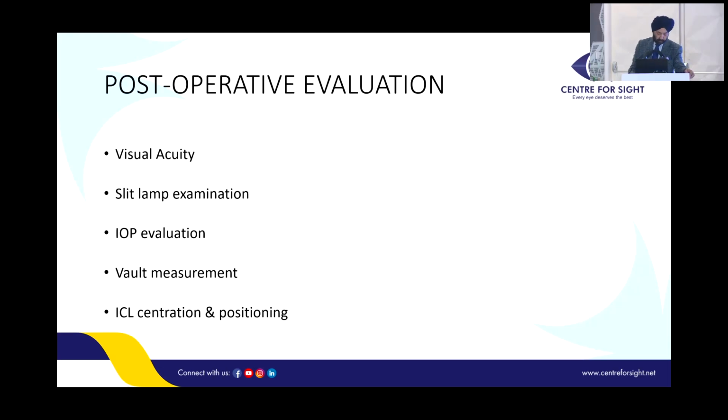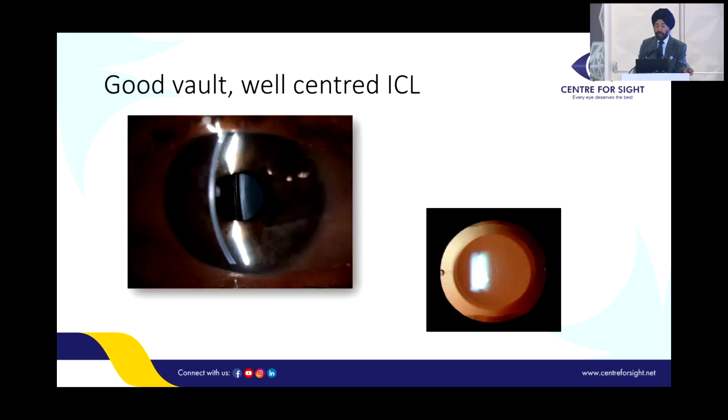Slit lamp examination is obviously important to rule out any corneal inflammation. IOP and vault measurement are important. The preferable vault is about 350 to 700 microns, but patients can survive without getting cataracts or pressure problems even if the vault is more or less than this. The ICL centration and positioning is important. If you get a cross cylinder or a mixed astigmatism, meaning that on the AR you're getting a plus or a minus, understand that the cylinder is not in the proper axis, and you need to dilate the patient and look at the positioning of the implant.